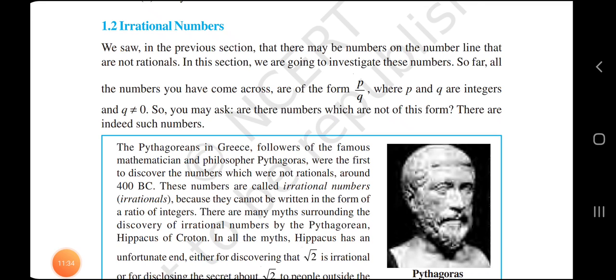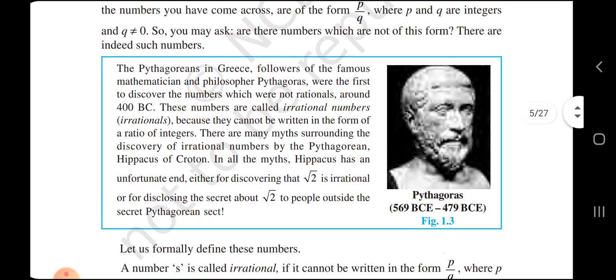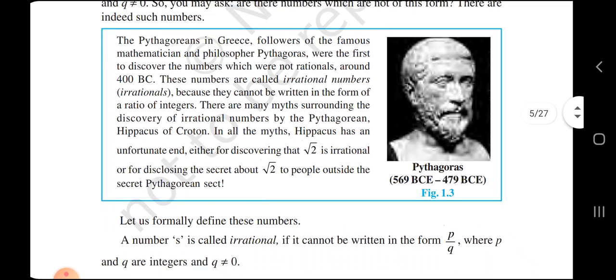So in today's lecture we discussed irrational numbers. Rational numbers are numbers which can be represented in the form of p by q, where p and q are integers and q is not equal to 0. Irrational numbers are those which cannot be represented in that form; in simple meaning, those numbers which are not rational.